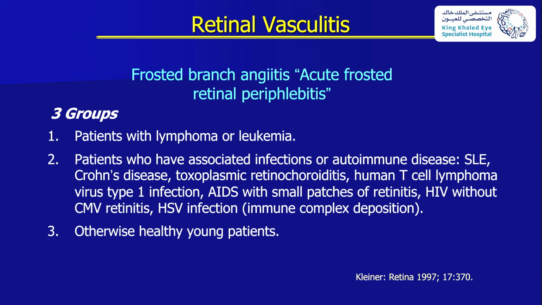If you rule out these causes in groups 1 and 2, then you can make a diagnosis of idiopathic disease in otherwise healthy young patients. Is that clear? So there is nothing called a diagnosis of frosted branch. Clinically, it looks like frosted branch, but I have to rule out lymphoma or leukemia and other systemic diseases before I make a diagnosis of idiopathic frosted branch angiitis. Is that clear?